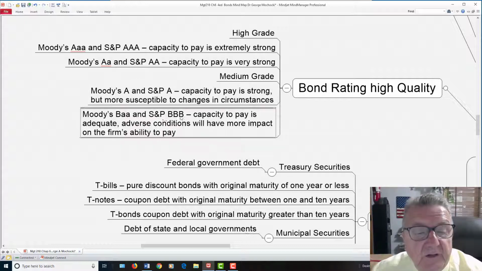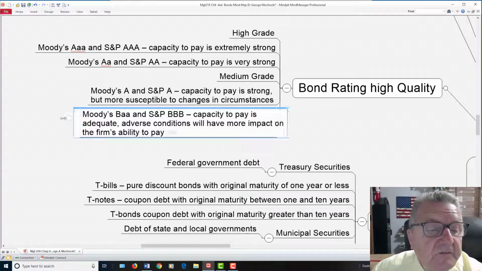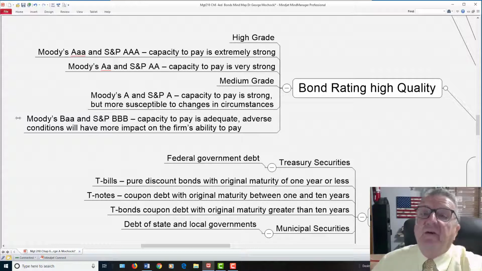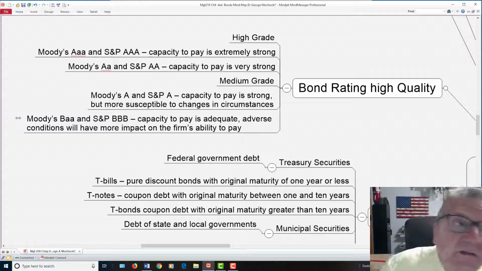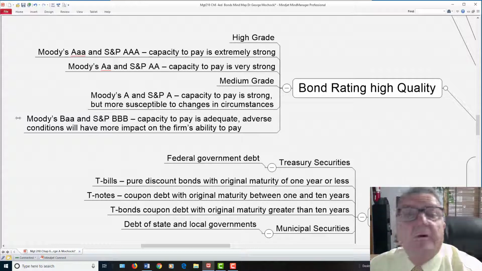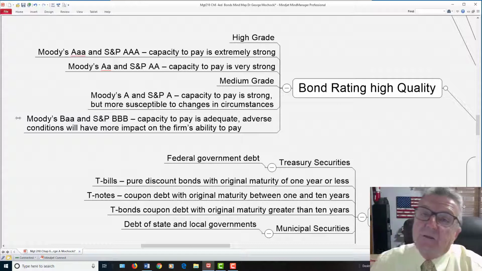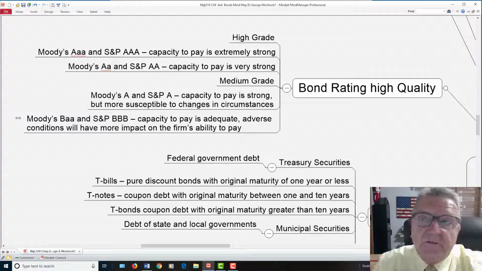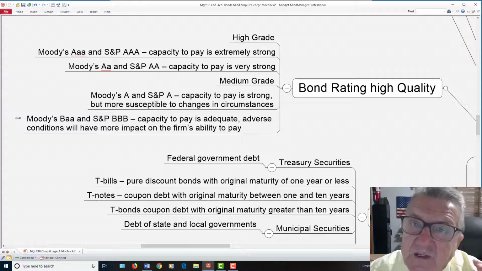Moody's and Standard & Poor's, they're just rating agencies that you're looking at. BB: capacity to pay is adequate. Adverse conditions may have more impact on the firm's ability. When you're looking at adverse conditions, it could be internal to the company, it could be technology, or it could be environmental forces. If I'm buying some international bonds and they're going through a revolution, problem. Right now, what's happening with our bonds? We're still stable, but what's going on with impeachment and all this stuff? It's not helping our financial status.